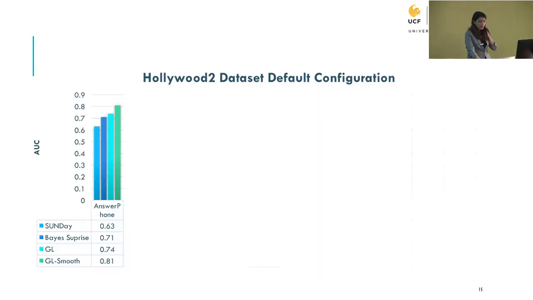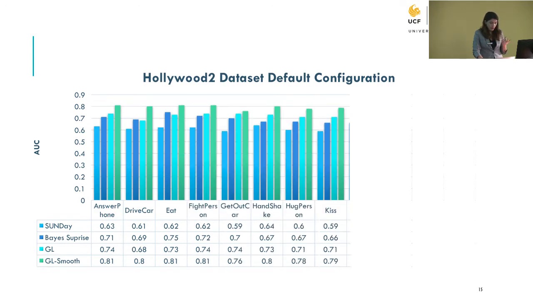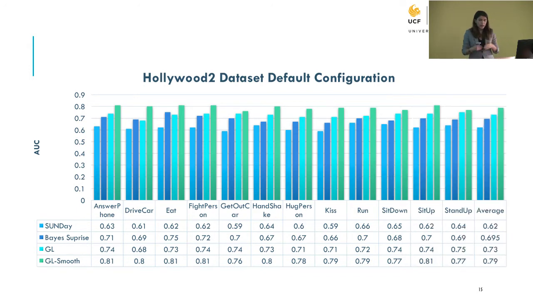The second data set is the Hollywood data set, which is movie clips, and we had different actions like answering phone, driving car, eating, fighting, and so on. On average, again, we can improve on the other methods like Sunday and Bayesian surprise. Also here we use the idea of a smoothing over the center of the scene because these are from the movies. So using this smoothing, we can further improve the result by 6%.